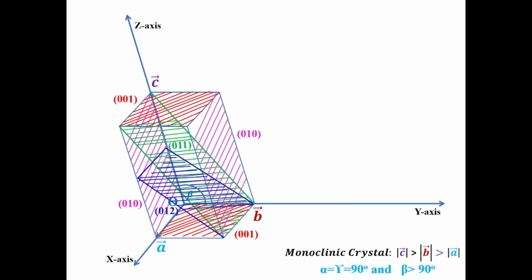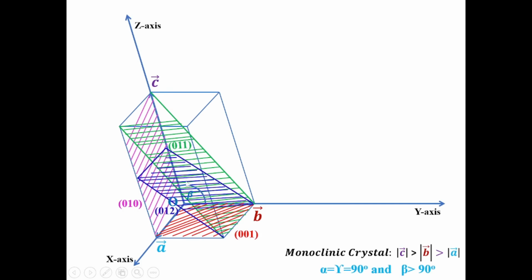Now we are going to consider only one plane from each set, not the set of planes. One plane we are going to consider is this plane and this plane. This is your 0, 1, 1, 0, 0, 1. This is your 0, 1, 0, 0, 1, 1 and 0, 1, 2.